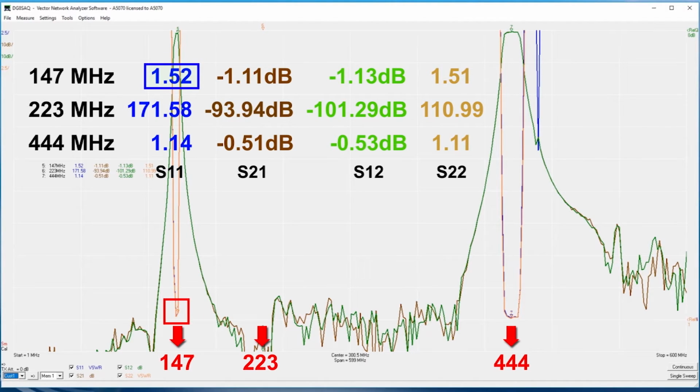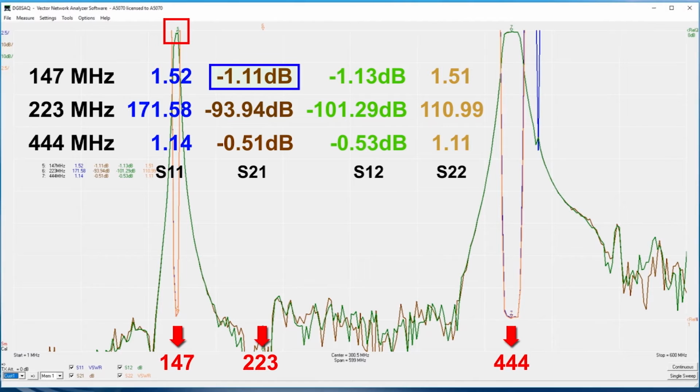S11 shows a VSWR of 1.52 at 147 MHz and 1.14 at 444 MHz. At the intermediate frequency of 223 MHz, S11 has a VSWR greater than 170. S22 is a VSWR of 1.51 at 147 MHz and 1.11 at 444 MHz.